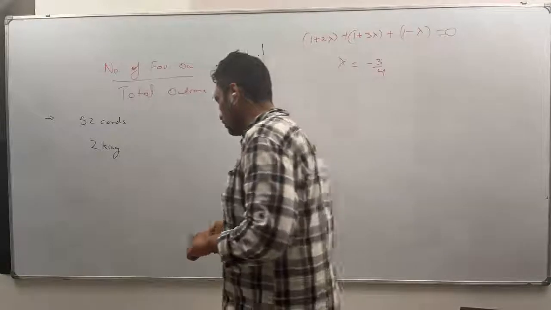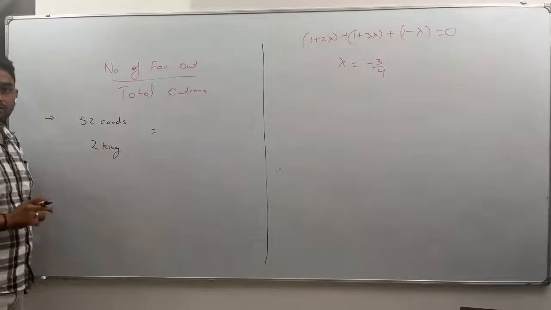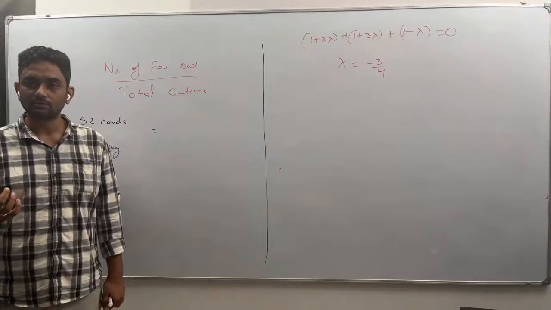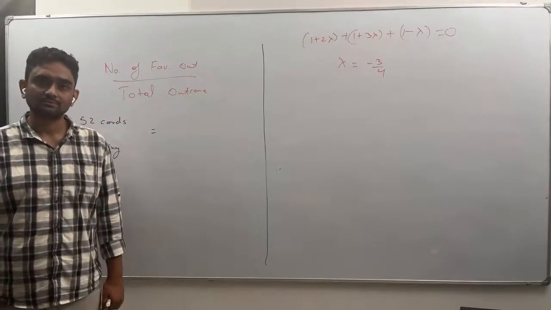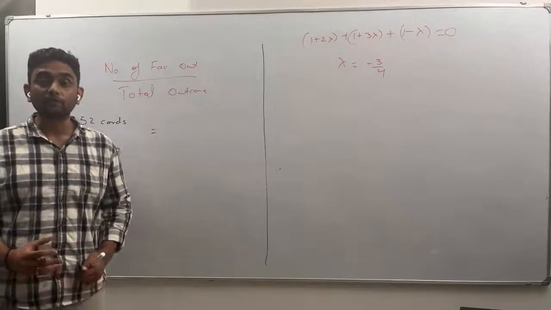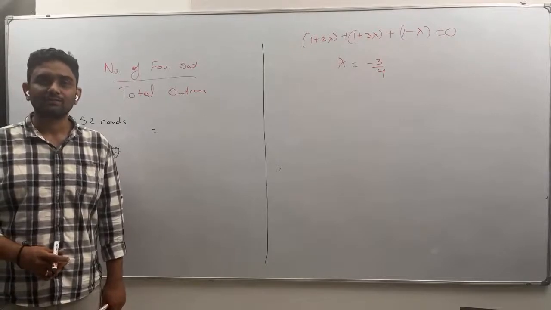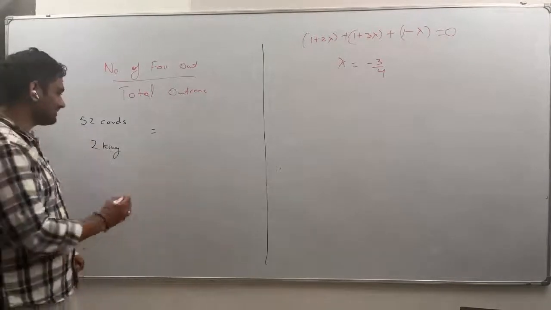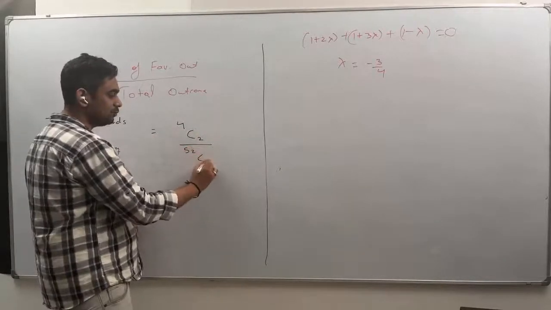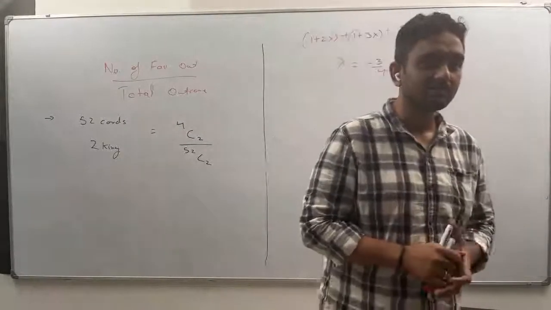Okay, now I'll do this mathematically. The logical part I will skip. So, two kings. How many kings are there? Four. I have to choose two out of four. In how many ways can you do that? The number of combinations, the number of ways to pick two things out of four: 4C2. 4C2 divided by 52C2. Do this and you'll get the same thing: 4 into 3 divided by 52 into 51.